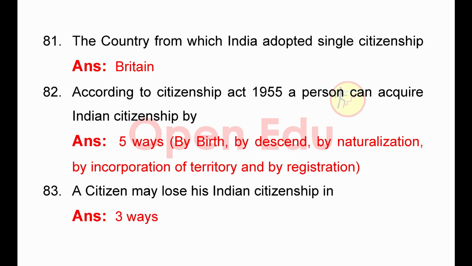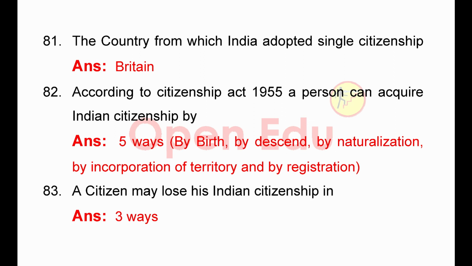According to Citizenship Act of 1955, how many ways can a person acquire the Indian citizenship? By 5 ways: by birth, by descent, by naturalization, by incorporation of territory, by registration. According to Citizenship Act of 1955, a person can acquire the Indian citizenship by 5 ways: by birth, by descent, by naturalization, by incorporation of territories, and by registration.